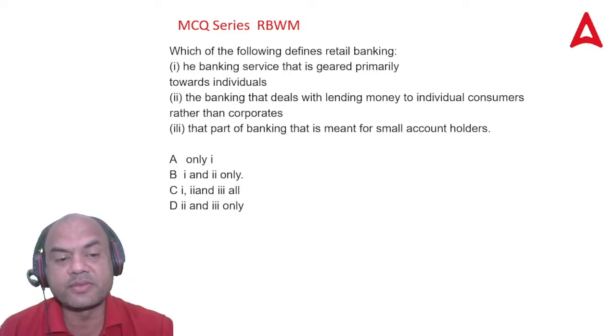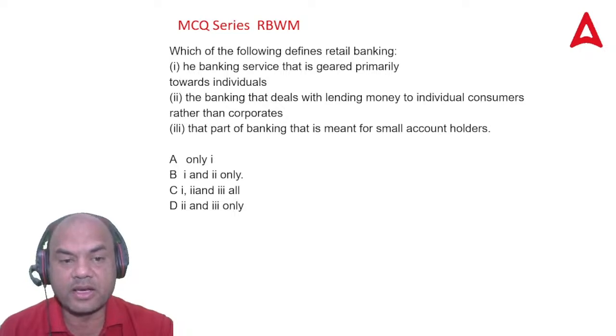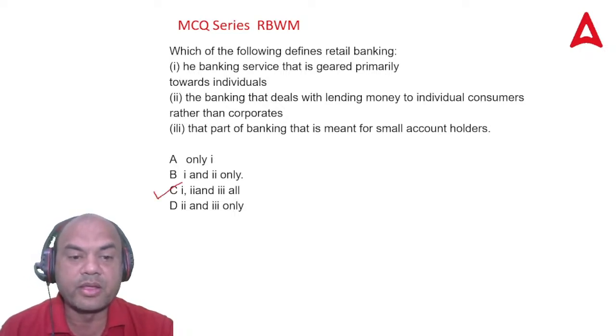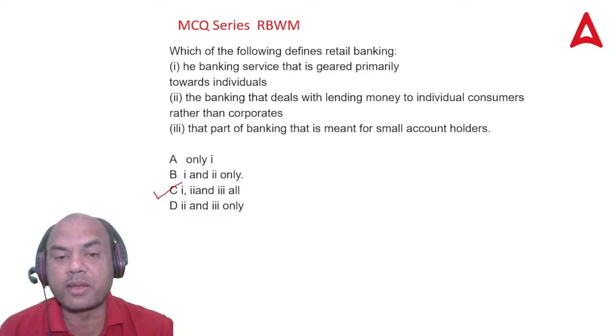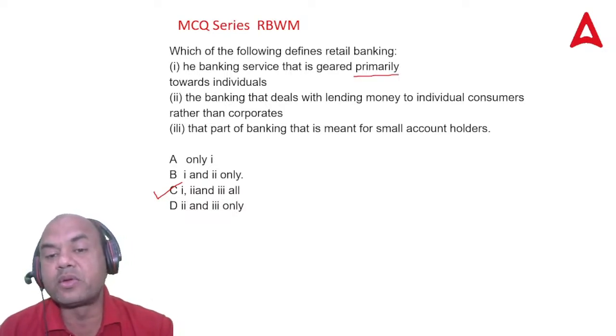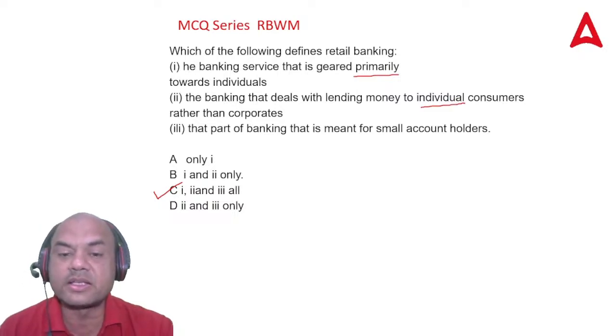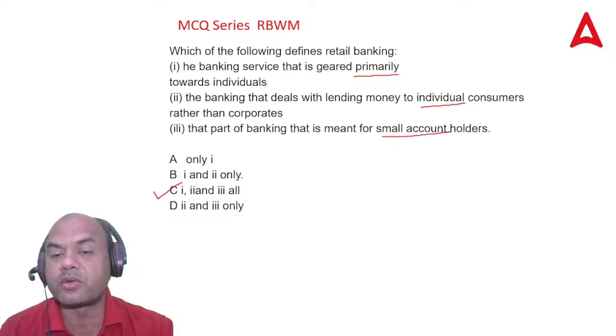Correct. The answer is C. It is all of them, because retail banking is geared primarily towards individuals, then lending money to individual customers, again retail. Here the name itself is retail, the part of the banking that is meant for small account holders.